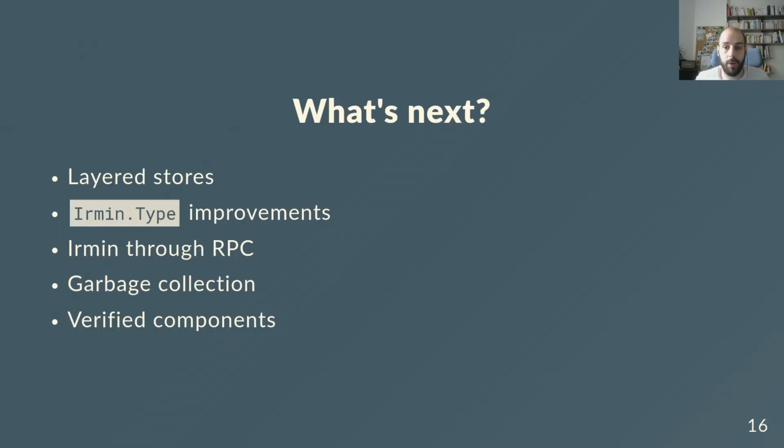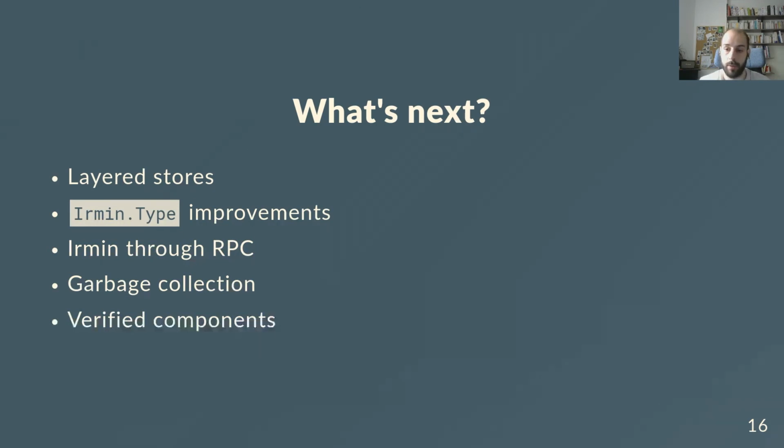So what's next for Irmin? We are actively working on many interesting features. The layered store will allow you to combine different stores. For instance, you could use an in-memory backend for most accessed values and a persisted backend for other values for performance reasons. Also, we have some improvements on Irmin type. Irmin type is our dynamic type library. It's responsible for serialization, hashing, and printing. We have a lot of nice performance improvements that will speed up Irmin overall.